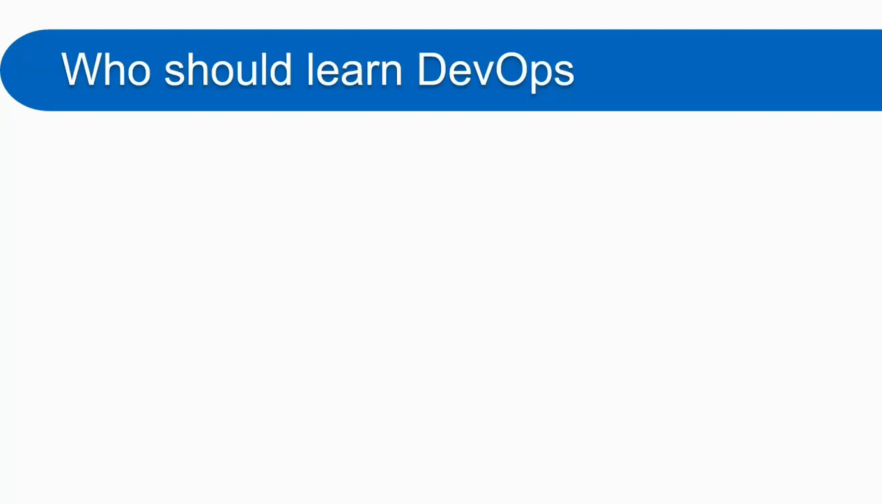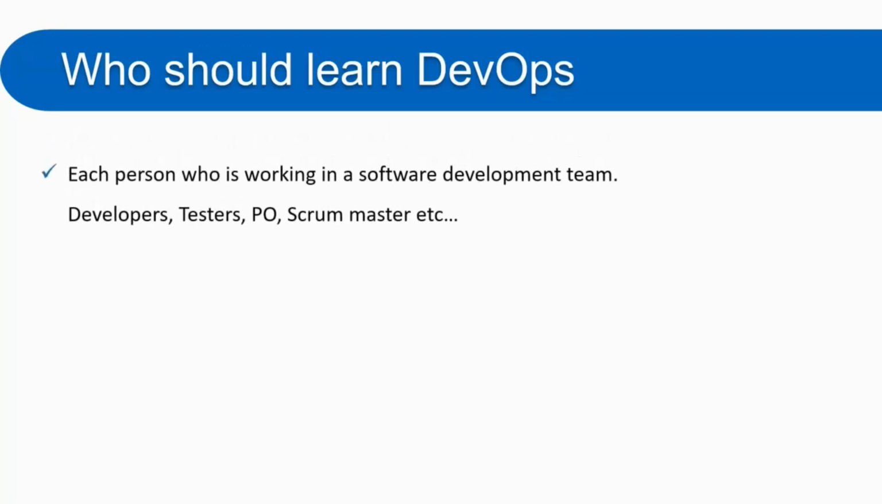Now we have another question. Who should learn DevOps? Each person who is working in a software development team, that is developers, testers, product owners or Scrum Masters, etc. All the members who are working in the development team need to learn DevOps. DevOps is irrespective of your technology. If you are working with .NET or Java or PHP or Angular or any other technology which is available in the market, then DevOps is for you. Then we have the operations team.